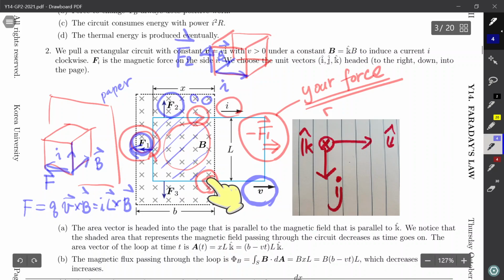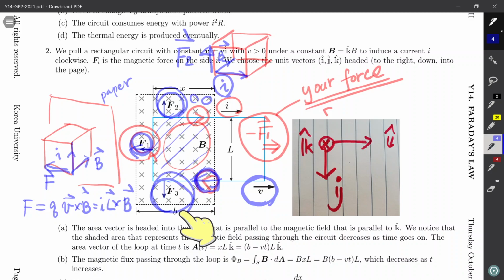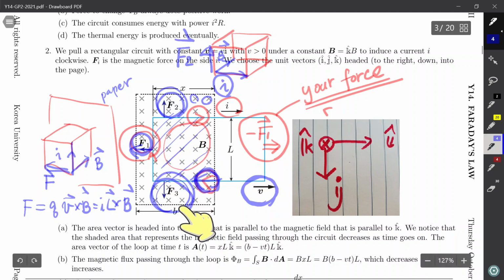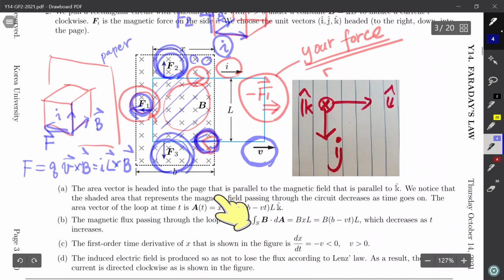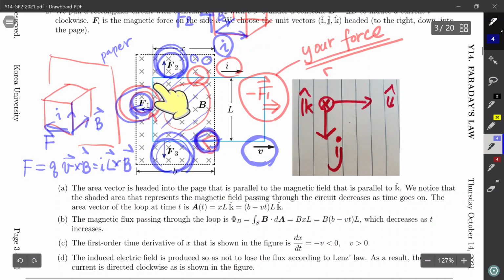And here, the current is flowing left, so the current is in the opposite direction. Thus, the force F3 is opposite. Because everything is the same except for the current direction, F2 and F3 cancel. So there is no force applied to the loop due to the upper and lower wires. So the only net magnetic force is F1. And in order to keep the velocity the same, you apply the same amount of force along the opposite direction to the wire.